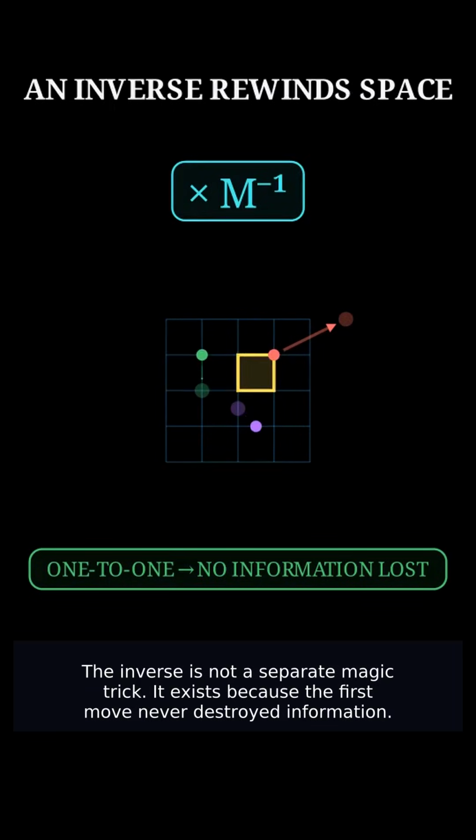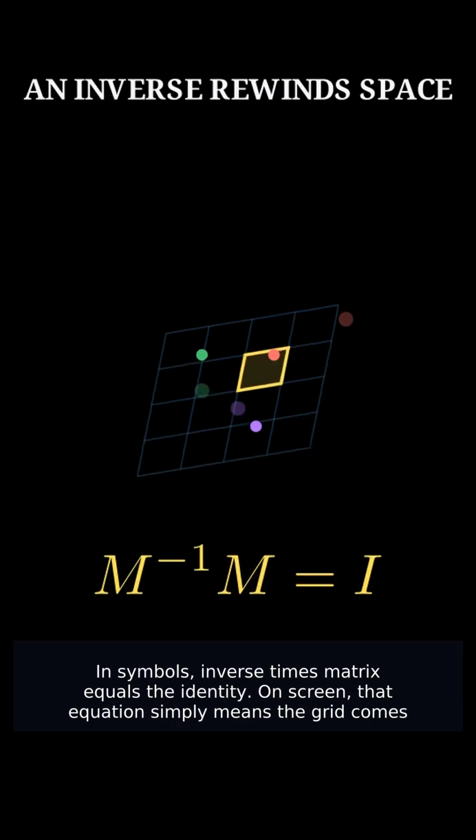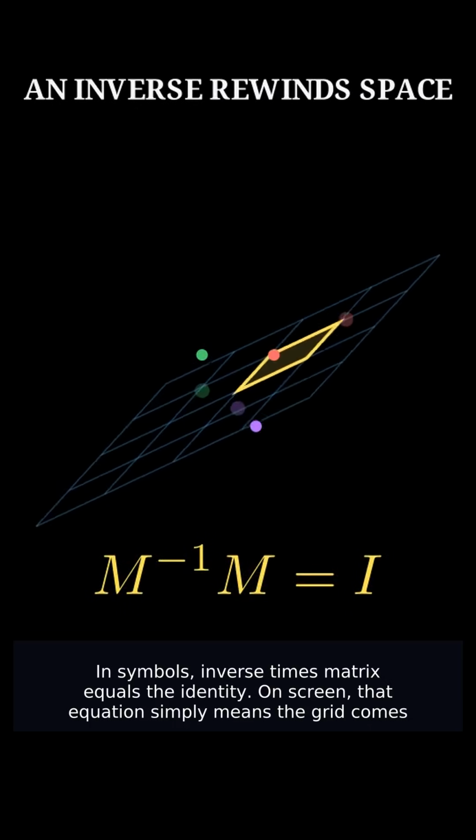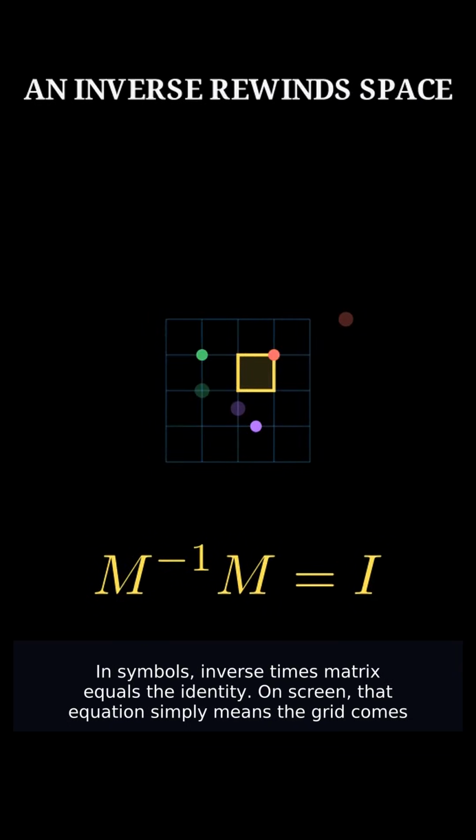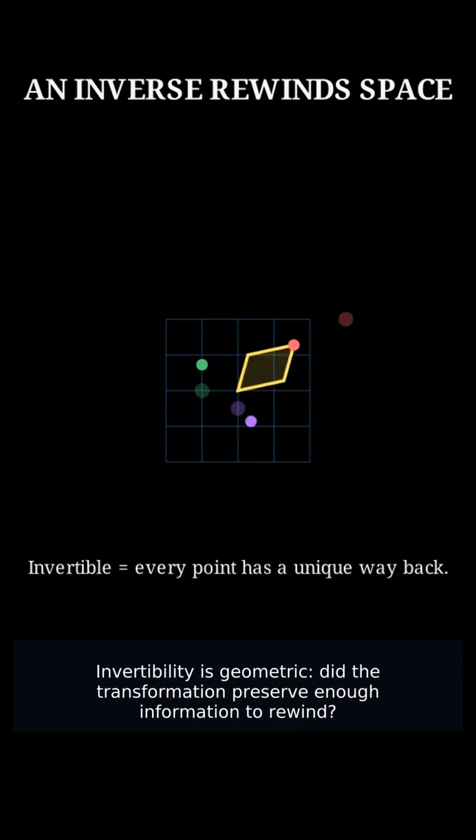In symbols, inverse times matrix equals the identity. On screen, that equation simply means the grid comes home. Invertibility is geometric. Did the transformation preserve enough information to rewind?